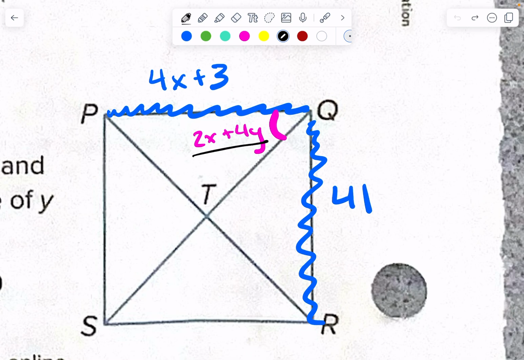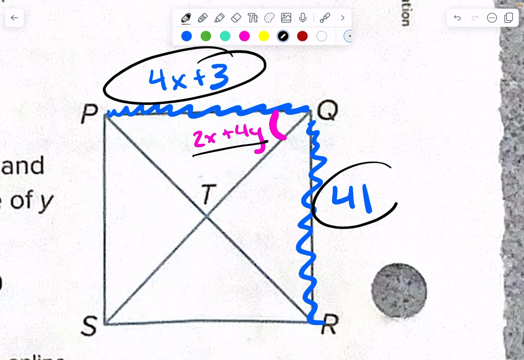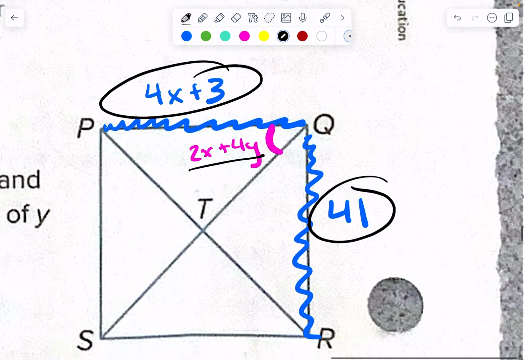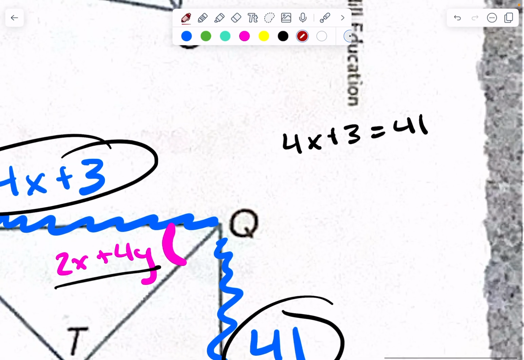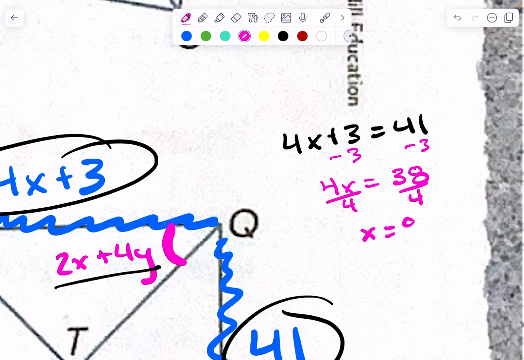So I'm going to do a little scratch work: 4x plus 3 equals 41. This does not come out nicely. Minus 3, 41 minus 3 is 38. Divided by 4 is 9.5. All right, cool, 9.5. That's what x is. Now I can plug it back into this x right here. So this is 9.5 right there.